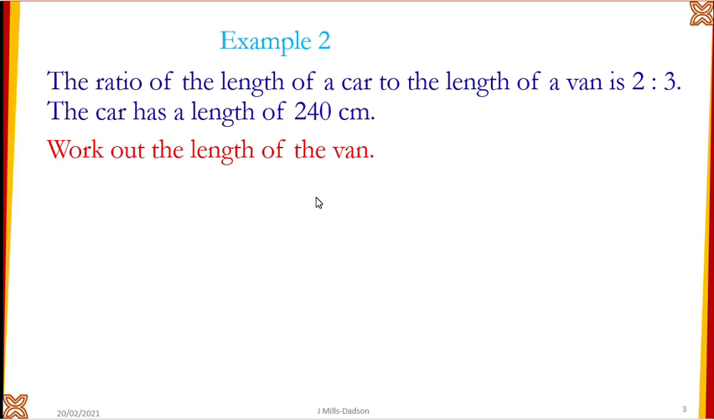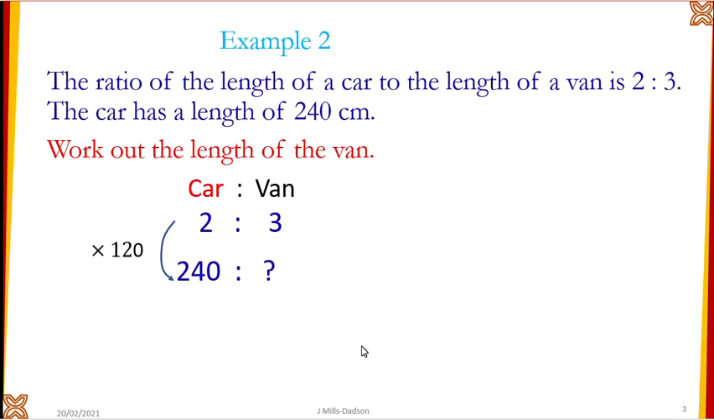Second example. The ratio of the length of a car to the length of a van is 2:3. The car length is 240 cm. Work out the length of the van. So the same way, car, van, 2:3. This 240 belongs to the car, so put it under the car. There's a question mark. Check the connection from 2 to 240. You know it's times by 120.